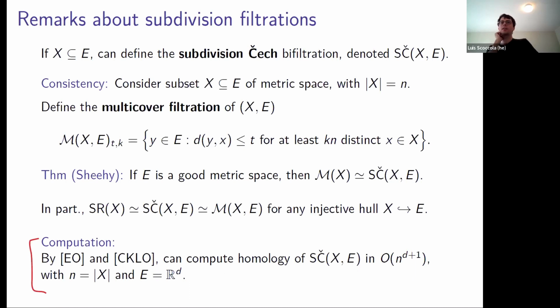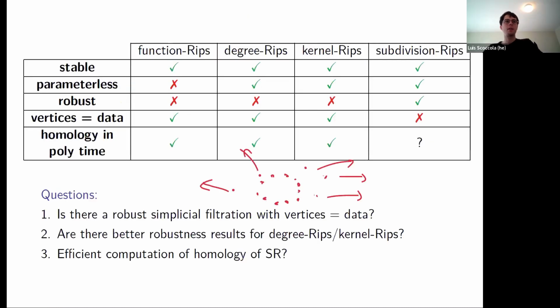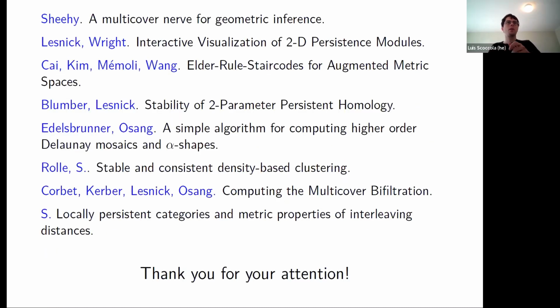Yes. I think this can be rephrased using the distance to measure. Right now, I don't want to write it down because I will make a mistake, but yes, I believe that's true, and they mention this in this paper, where they prove this robustness result for subdivision Rips and subdivision Čech.